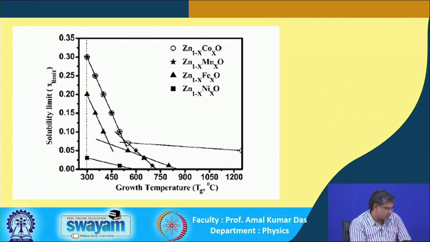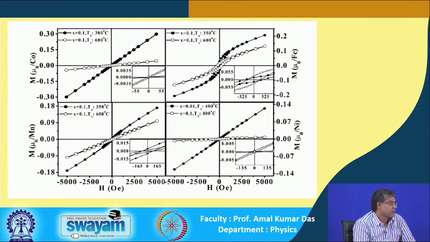Next I will show another type of plots. Here again I have basically 4 plots. This is one plot, then this is another plot, this third one, and this is the fourth one. Here, what have we plotted? You can see we have plotted magnetization as a function of magnetic field.